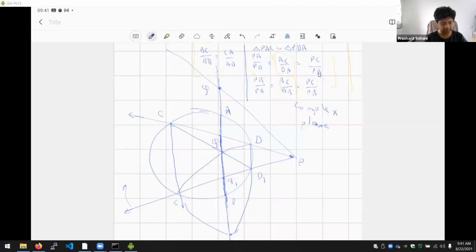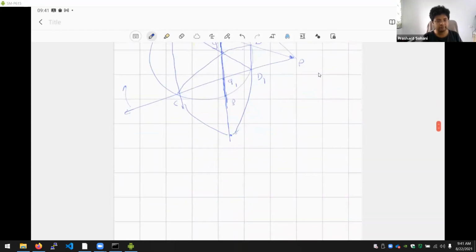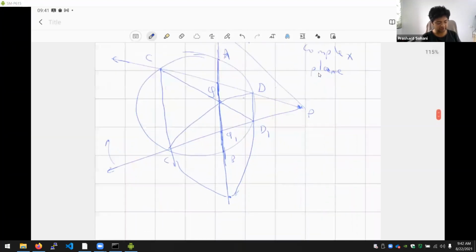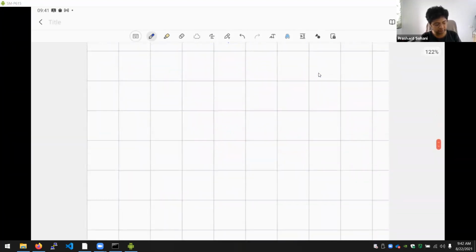So what is the meaning of all of this? I'm not giving you the proofs of these facts, but we will look at the proofs when we do the poles and polars topic. But assuming that these facts are true, it gives a very interesting construction. Suppose I give you a circle and a point. Can you construct the points of tangency, or the tangents from the point to the circle, with a ruler and compass?